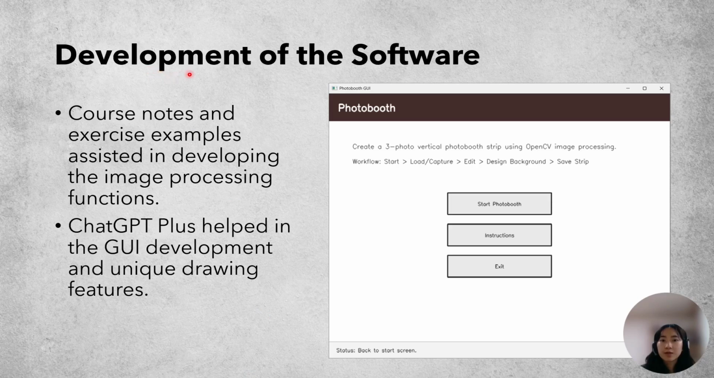For the development of the software, the course notes and exercise examples assisted in developing the image processing functions that will be used in the photo booth. ChatGPT Plus helped in the GUI development and unique drawing features when we're drawing the background of the photo booth strip.